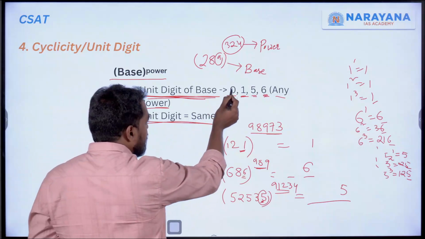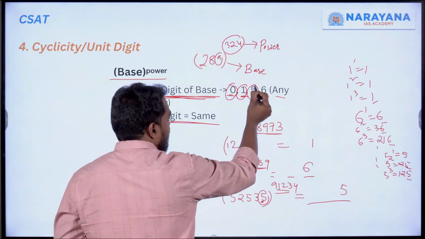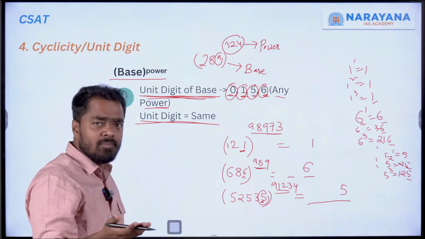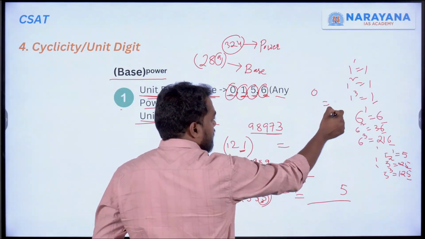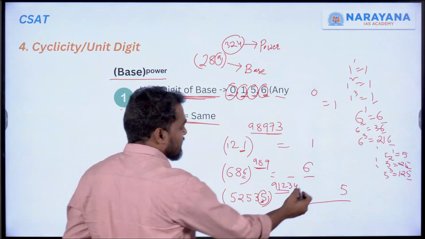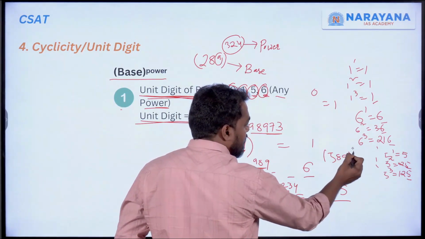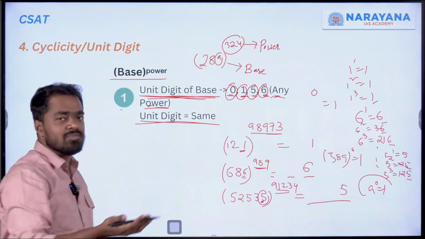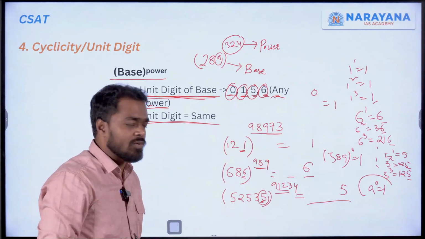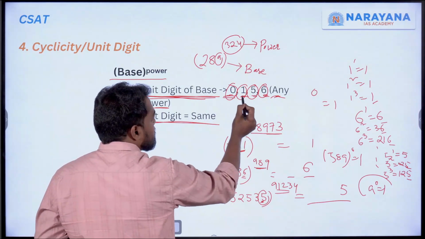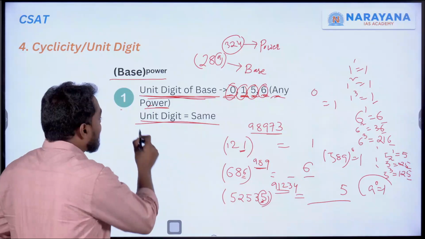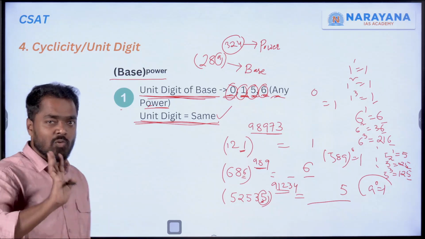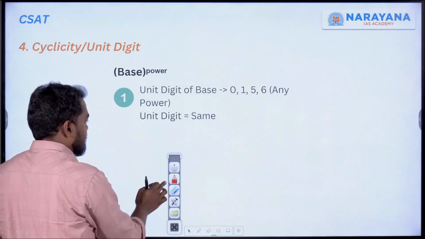So this applies to 0, 1, 5, 6. But there is one exception to this any power. If the power is 0, you will always get 1. Everyone is aware of that. For example, 589 to the power 0 is nothing but 1. So the rule is a to the power 0 is 1. Otherwise this rule applies to 0, 1, 5, 6, any power, you will get the same unit digit. Okay, this is the first rule. Next.